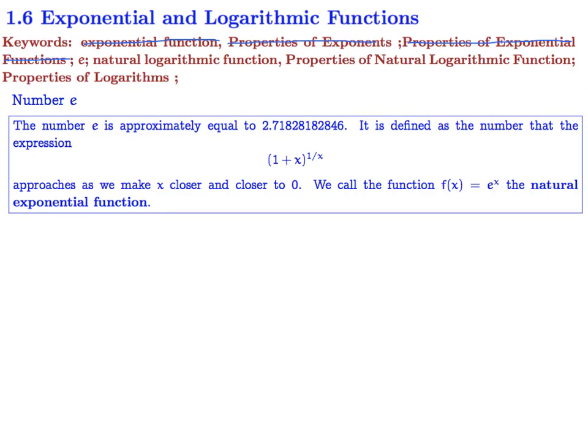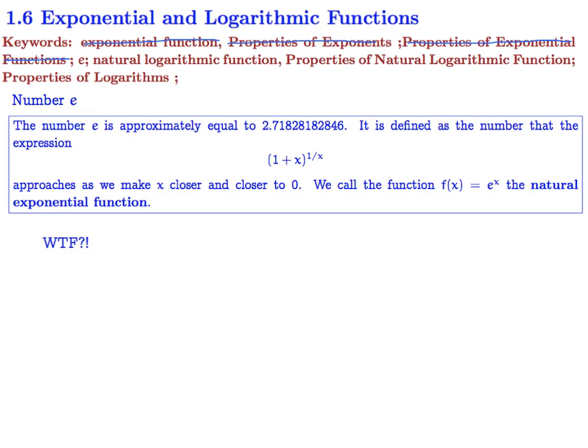And now for something completely different. What we're going to look at here is the number e. So the number e is approximately equal to 2.71828182846. It's defined as the number that the expression (1 + x)^(1/x) approaches as we make x closer and closer to 0, and we call the function f(x) = e^x the natural exponential function.